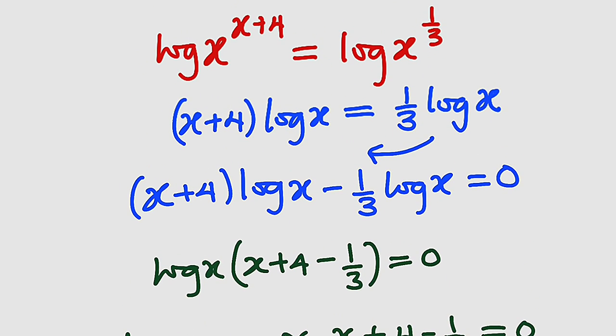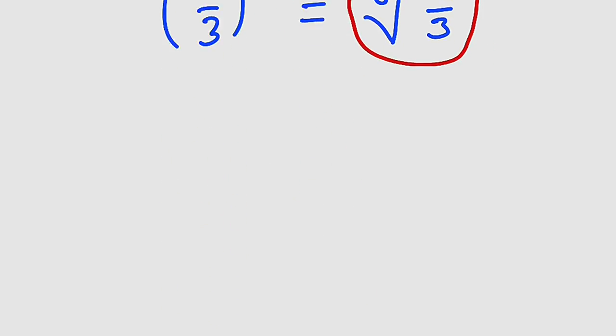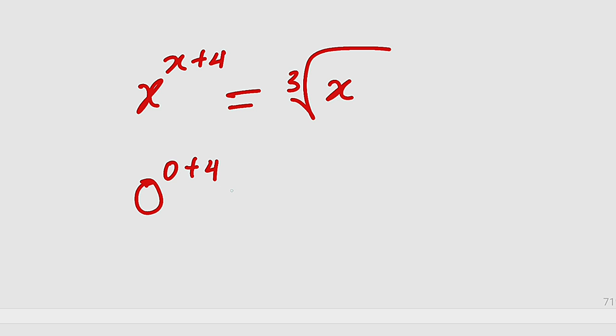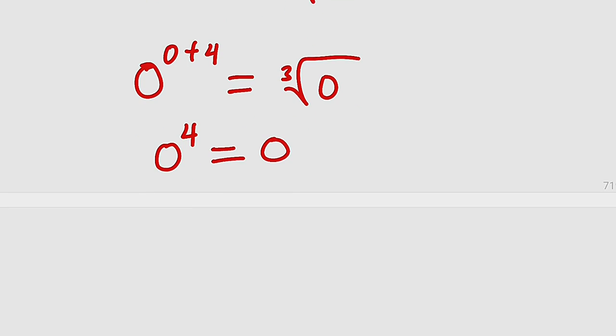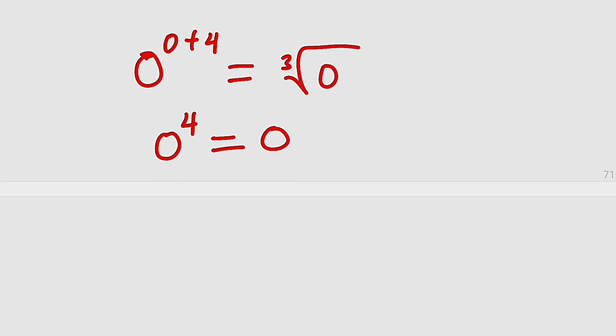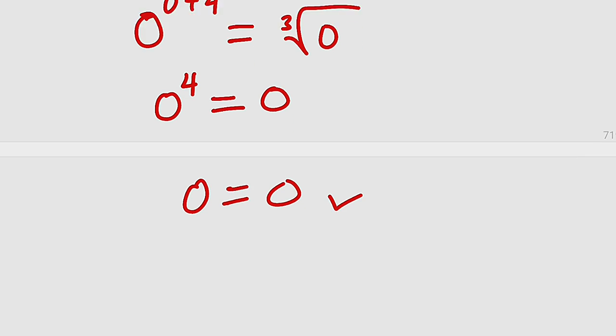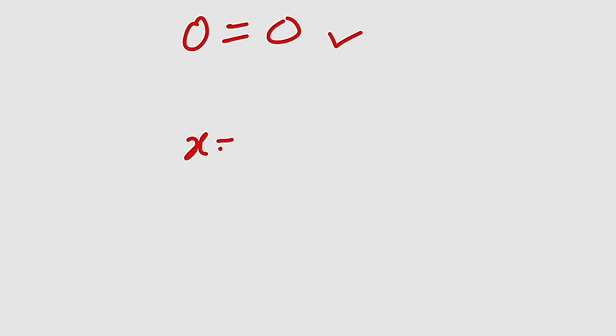0 is also a solution by guess and check. Just look at it. x to the power of x plus 4 equal to the cube root of x. What if x is 0? We have 0 to the power of 0 plus 4 equal to the cube root of 0, right? Left hand side we have 0 to the power of 0 plus 4 is 4, and cube root of 0 is 0. So you can clearly see that 0 to the power of 4 is 0, so 0 equal to 0, which means that 0 is also a solution. Therefore, the two valid solutions are x equal to 1 or x equal to 0.